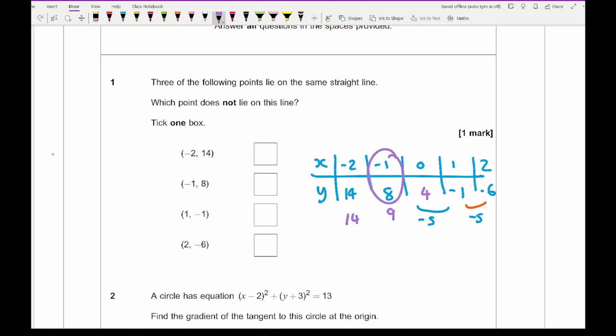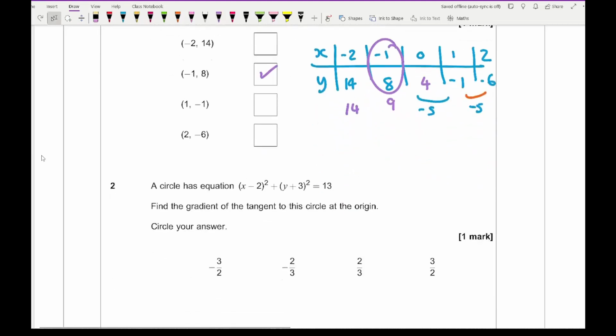So here we can spot, by doing a table of values and filling in the empty coordinates, that -1, 8 is going to be our odd coordinate.